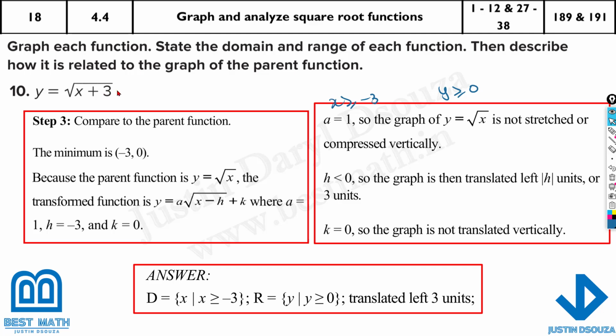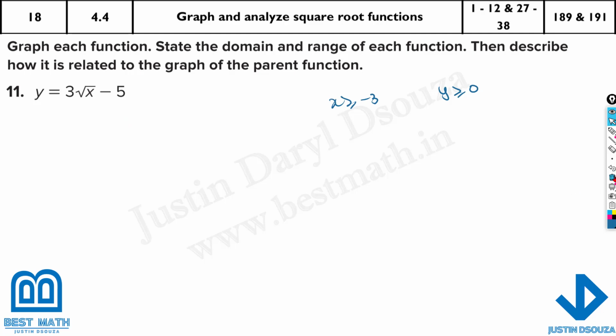See here, there's no number that's added, so you can't translate it up and down. And there's no minus sign. So only translation to the left because of the x-axis. That's the domain. Here as well.